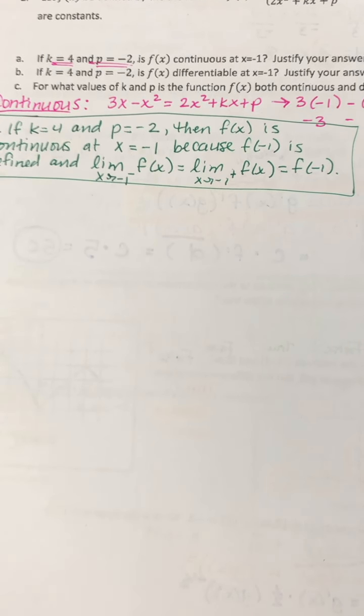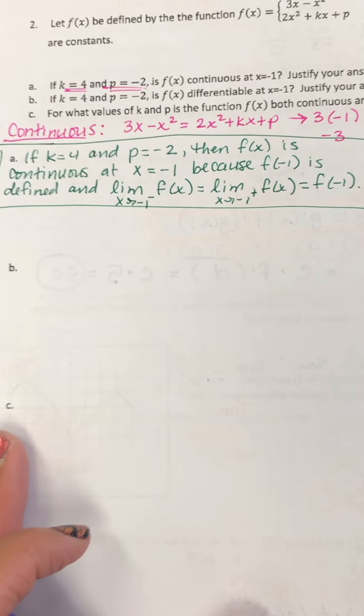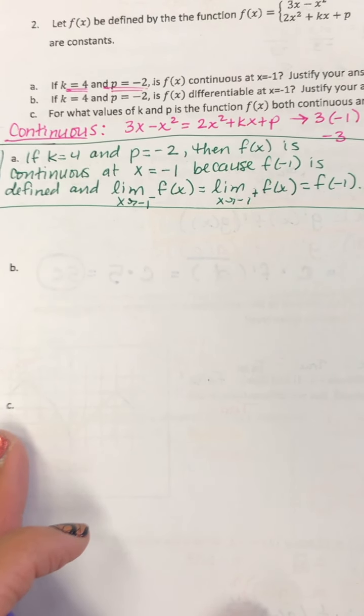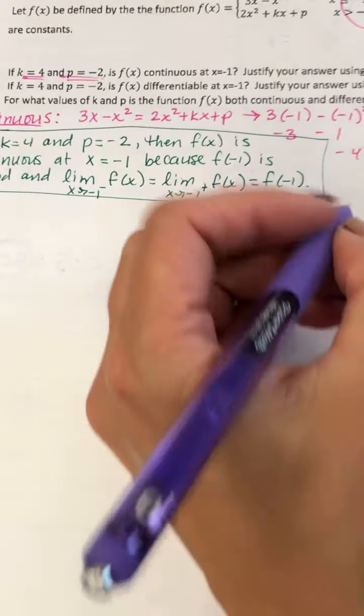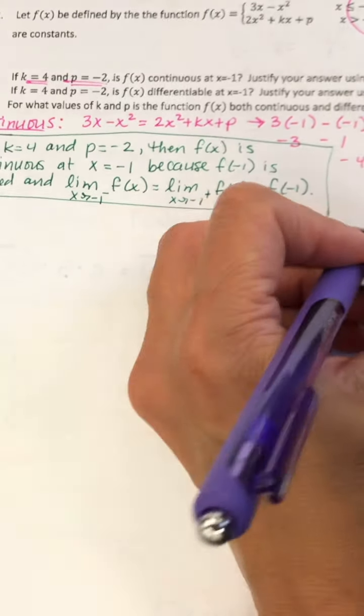On to part B. So it says if k equals 4 and p equals -2, is f of x differentiable at x equals -1? Justify your answer using limits. Is it differentiable? Okay, so let's put our differentiable work over here so we could leave space over there to do our write-up.